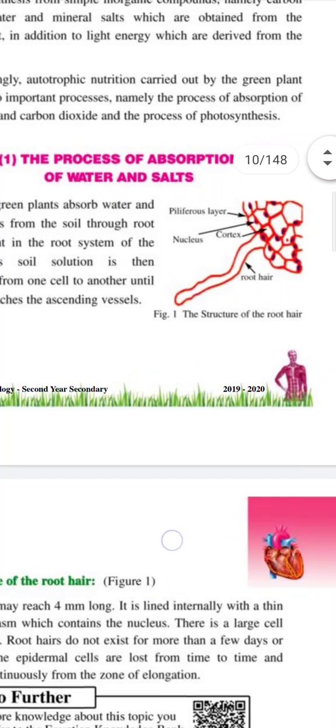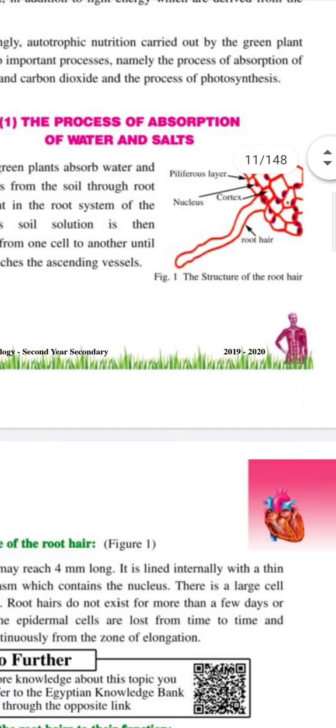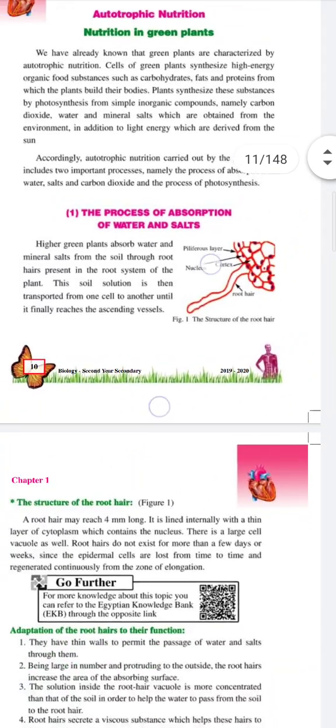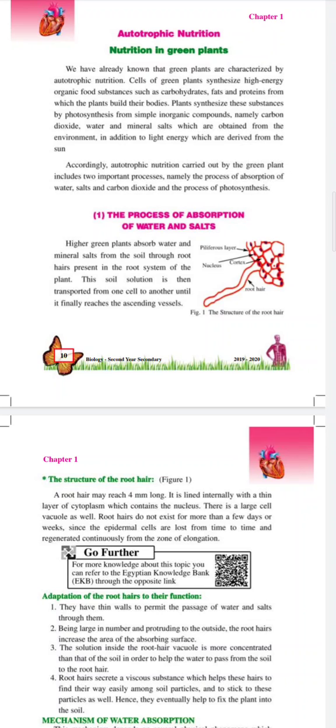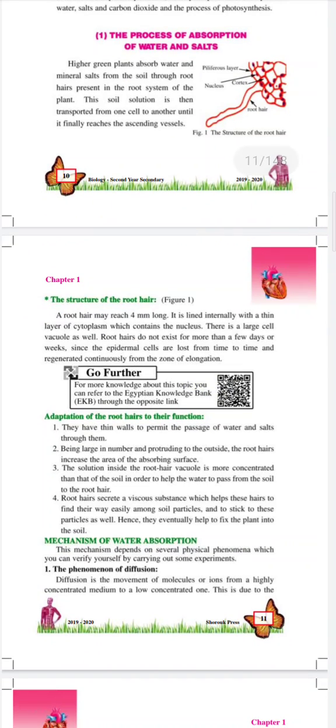Root hair have a thin wall to allow the passage of water, and are large in number to increase the surface area. The solution inside the root hair vacuoles is more concentrated than the solution of the soil, to allow water to pass from the soil to the root. Root hair secretes a viscous substance to help roots penetrate through the soil particles.